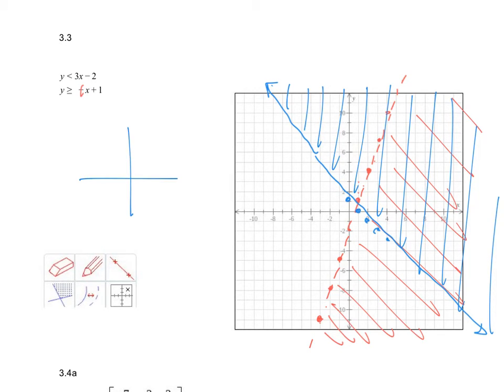If this was my graph and I had that first line, the dotted one, and then the solid line like this, you could just mentally keep track of the fact that it was above this one and below this one, and then just shade that region itself.